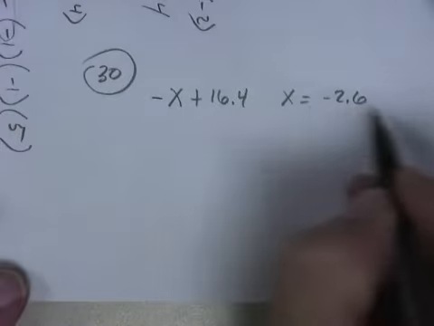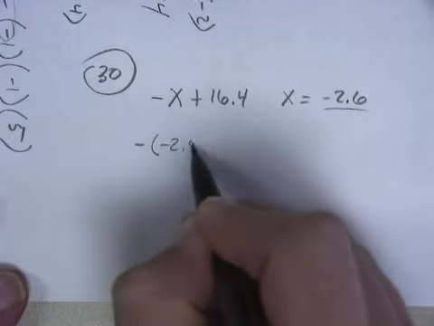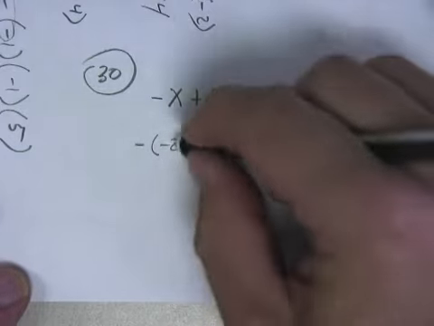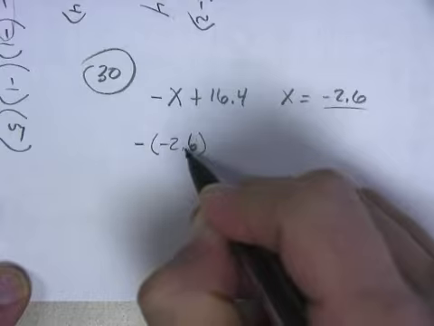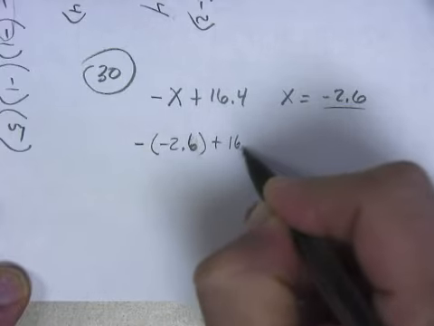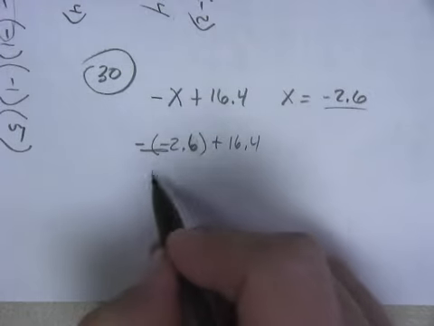For example, let's just plug the negative 2.6 into here. So we get negative, there's the negative 2.6. Make sure and use parentheses when you do it. Oh, I can't write a 6, there it is. Plus 16.4. Remember, 2 negatives give you a positive.